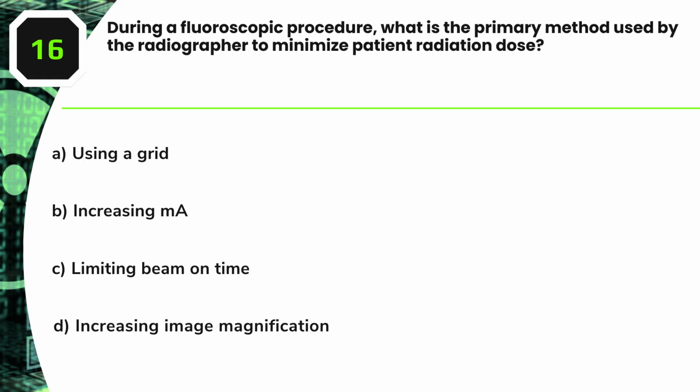Question 16. During a fluoroscopic procedure, what is the primary method used by the radiographer to minimize patient radiation dose? A. Using a grid. B. Increasing mA. C. Limiting beam on time. D. Increasing image magnification.